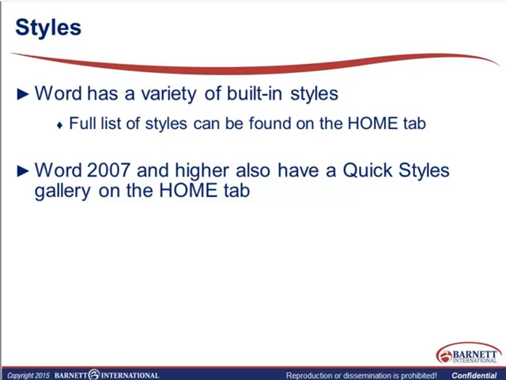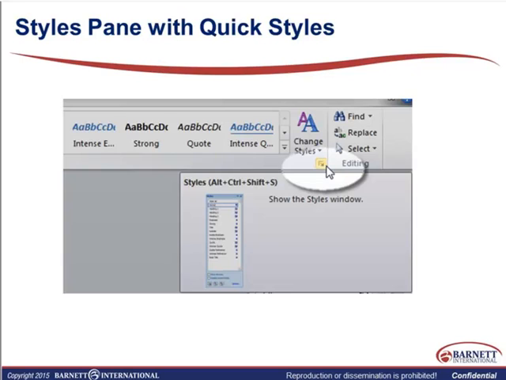Word 2007 and higher also have a quick styles gallery on that Home tab where you can just find those styles very quickly. This is one example of a quick styles gallery right here, and we'll talk in a minute about modifying styles. Older versions have this change styles box, and newer versions have a different box. So we'll go through some of those steps in modifying styles.